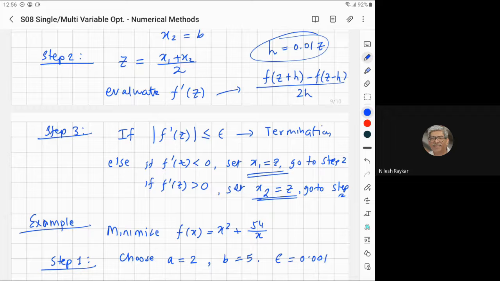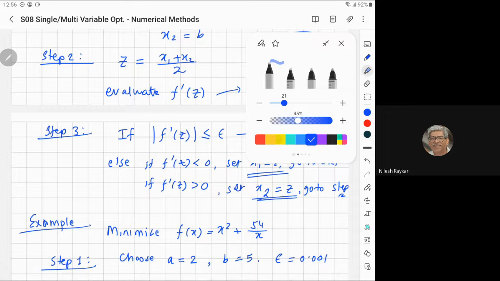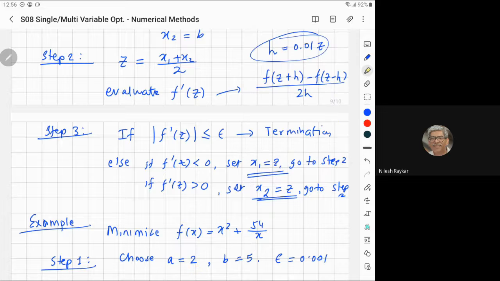Any doubt? The critical part to be understood here is which region to eliminate. So these conditions are the important ones. Negative means you chop off the left side, positive means you chop off the right side. Okay, let's take the problem. The function remains the same, and we are taking the a and b limits as 2 to 5.